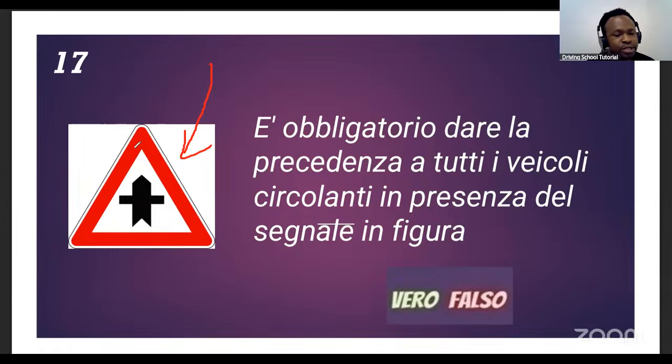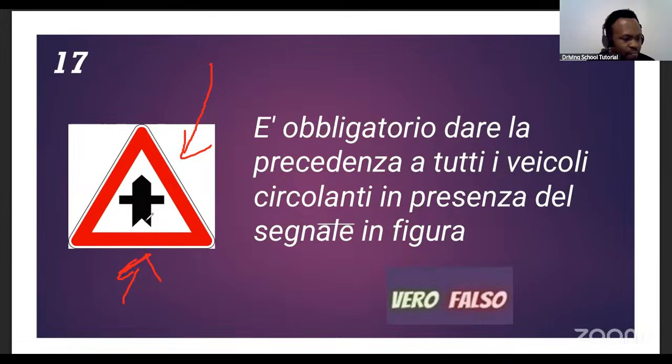Some people mistake it to be segnale di pericolo. It is not segnale di pericolo. You understand? It is under segnale di precedenza. And the sign itself is diritto di precedenza. We have two diritto di precedenza. This one is diritto di precedenza in this particular junction, while the yellow one is diritto di precedenza in all the junctions successively.